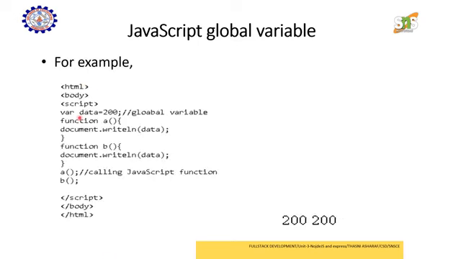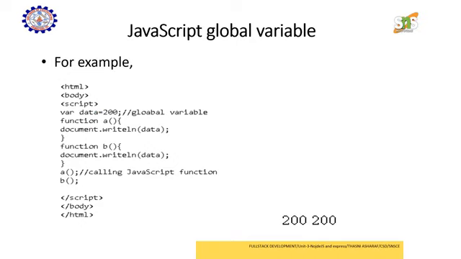Here we declare this variable data, and we call this variable data here. And again we are creating a function called b, and again we are calling the same data variable in the b function also. So we are declaring these a and b functions and calling them, and we will get the output as 200 200. Okay, so this is how global variables which are explicitly declared can be called from anywhere.